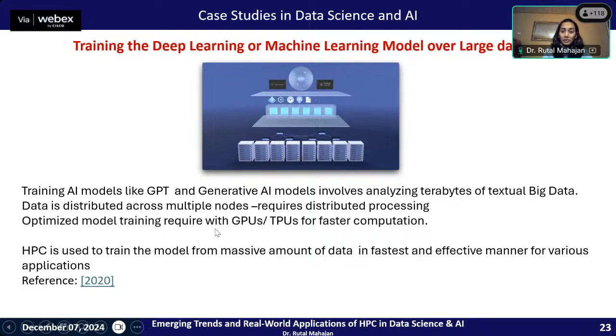We can train the machine learning model, but it depends.